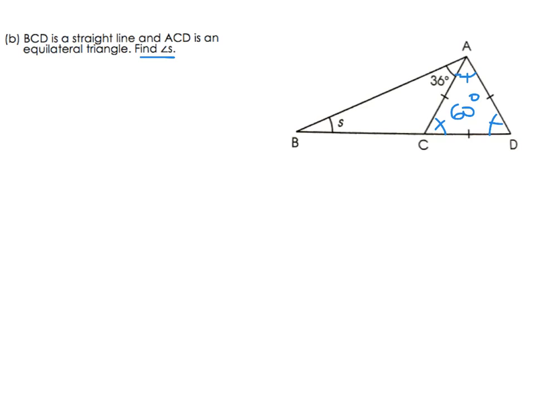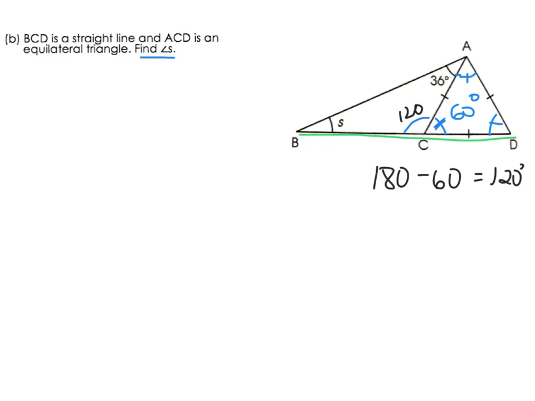If you notice, BCD is a straight line. That means the angle beside the 60 degrees over here is actually supplementary, so you can solve for that. 180 minus 60 is equal to 120 degrees. So that's 120.